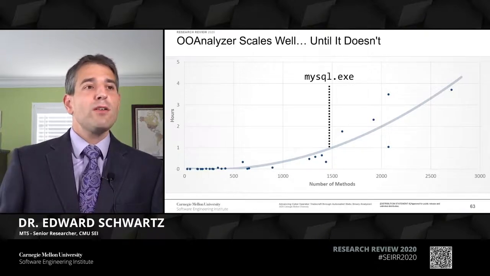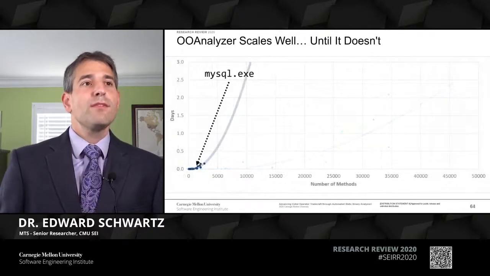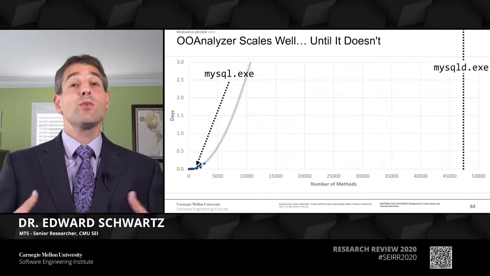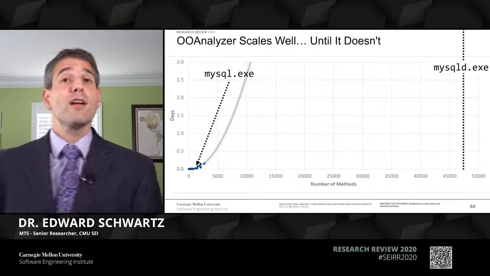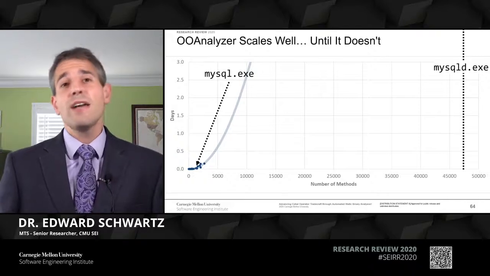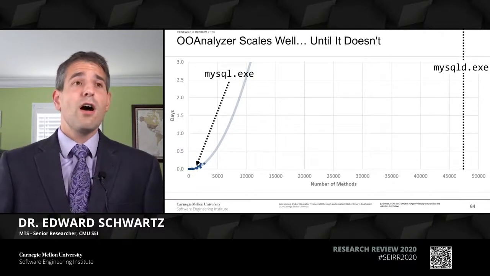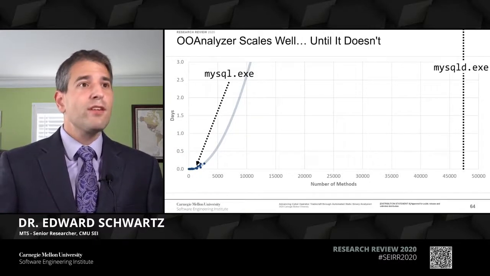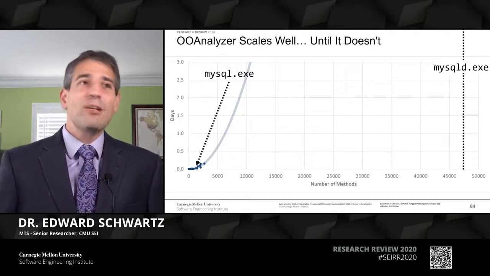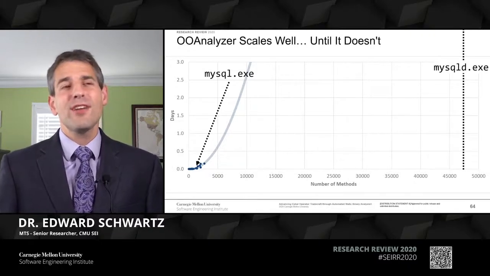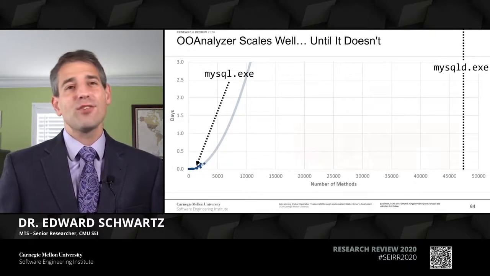And if we zoom out a little bit more and look at some even larger programs, the MySQL daemon for the server side of the MySQL system has around 50,000 methods. So it's quite a lot larger. And if you look at this graph and the trend line that we see, it's easy to see that MySQLD is going to take a really, really long time to run if it works at all.